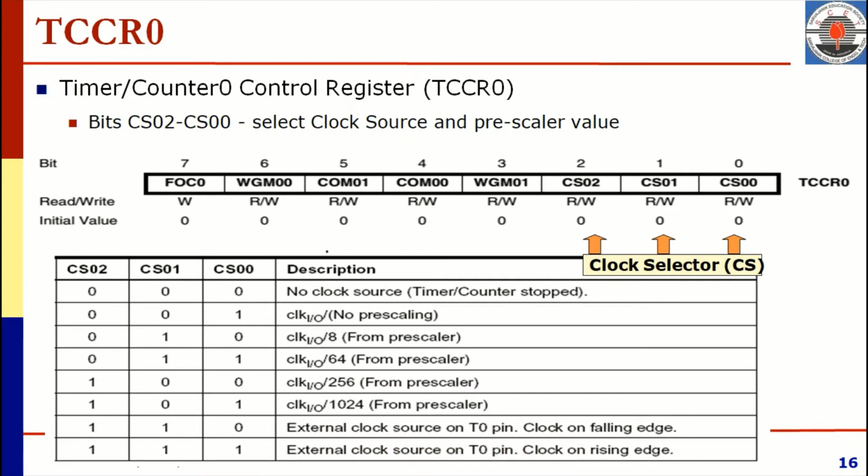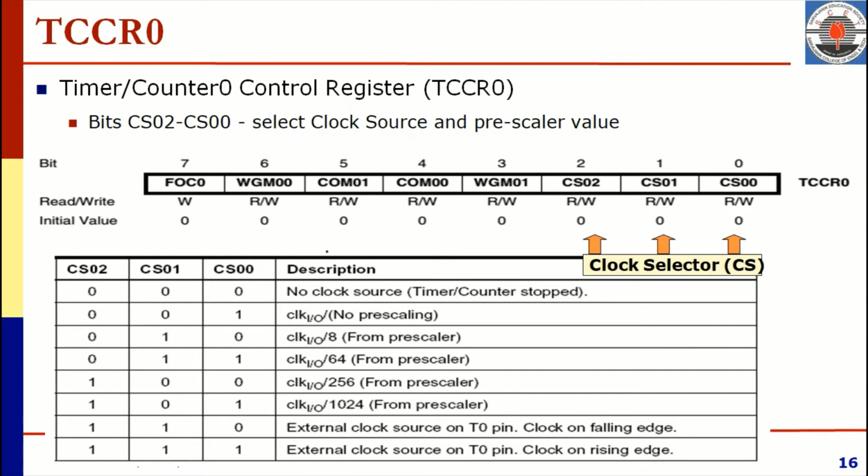TCCR0, that is timer counter control register, is useful for selecting various clock sources for timer and counter unit. TCCR register also has various waveform generation modes that are decided by bit number 3 and 6, and various compare output match modes that are decided by bit number 4 and 5. First of all, let us look at clock selector that is decided by CS00, CS01 and CS02.